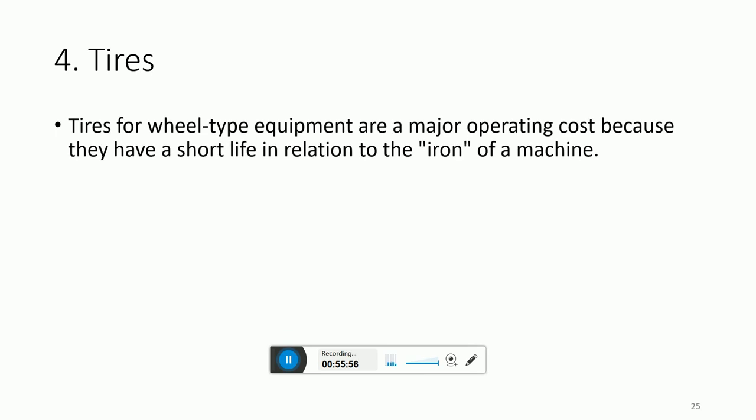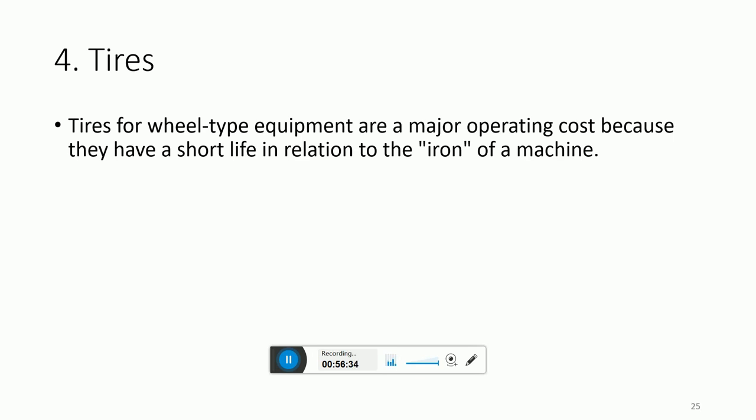The fourth one is tires. The tires for wheel type equipment are a major operating cost because they have a short life in relation to the iron of a machine. If you see the whole body of a machine and the tires, if they are pneumatic tires, they have less life and have to be changed. Tire cost will include repair and replacement charges. Tires can be repaired or they can be replaced.